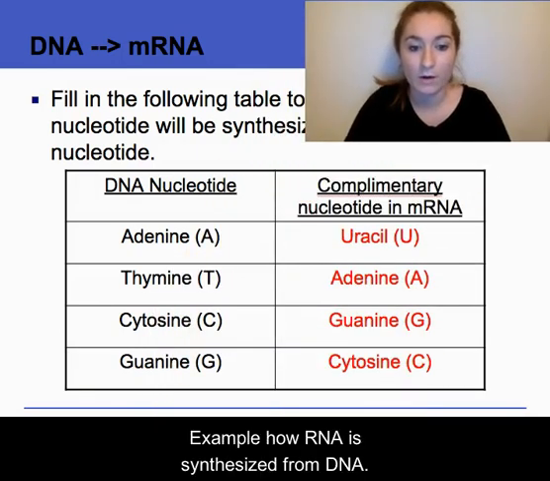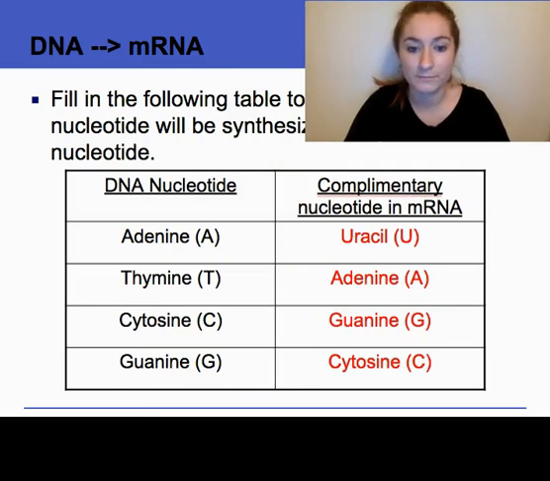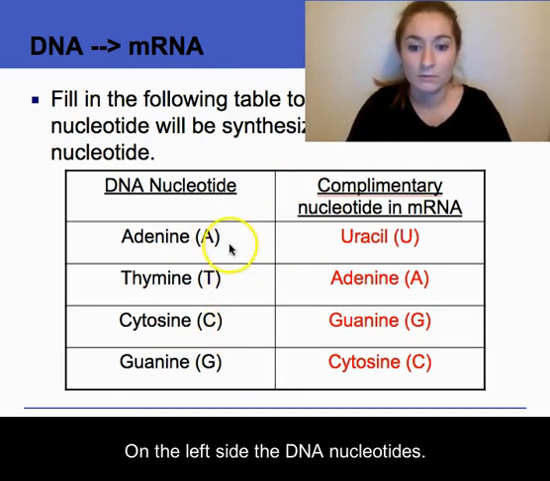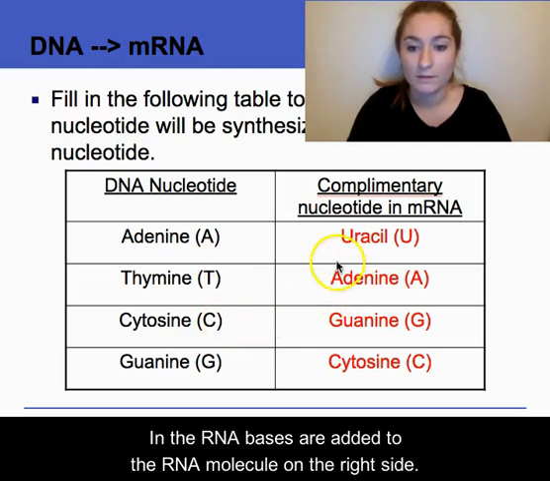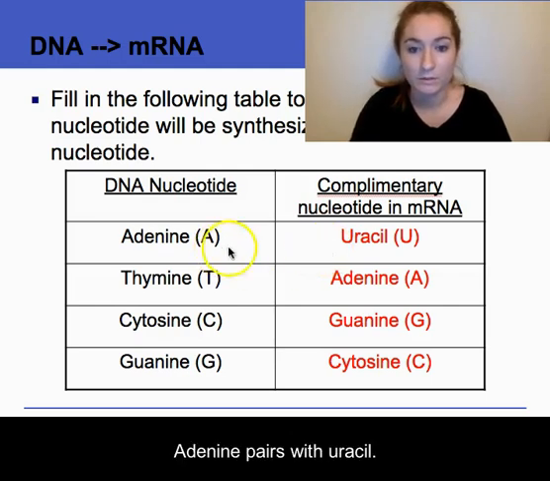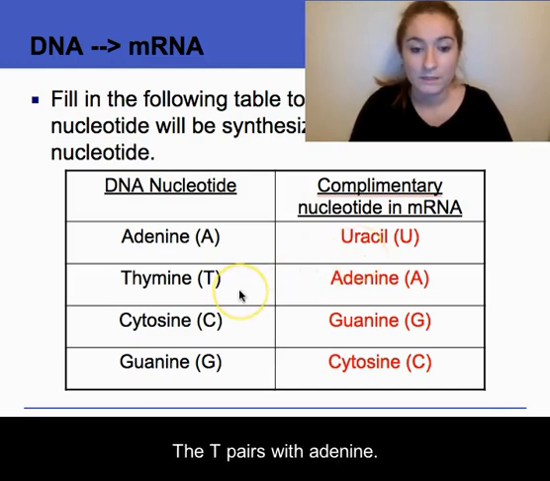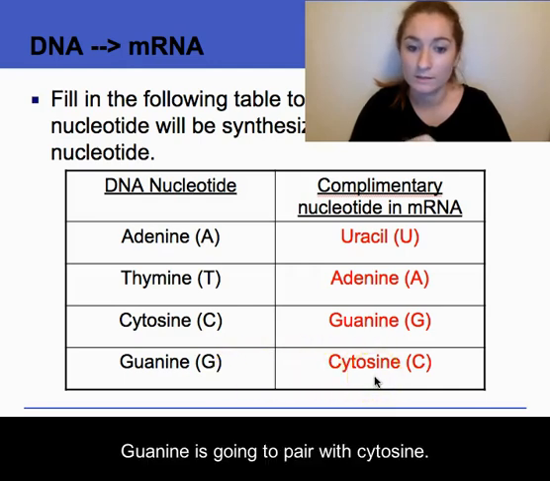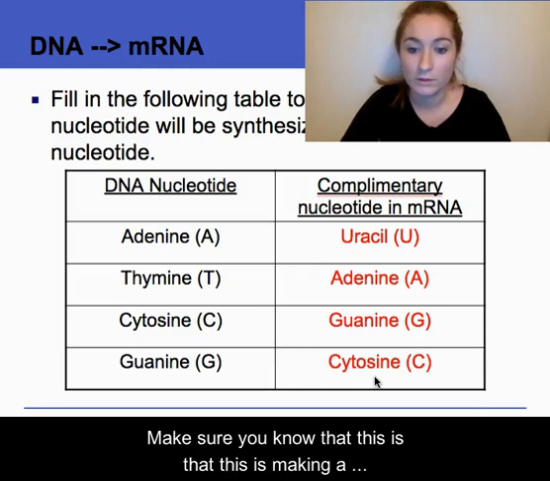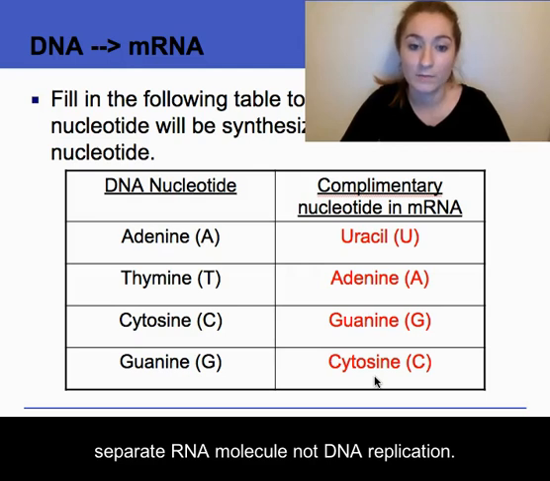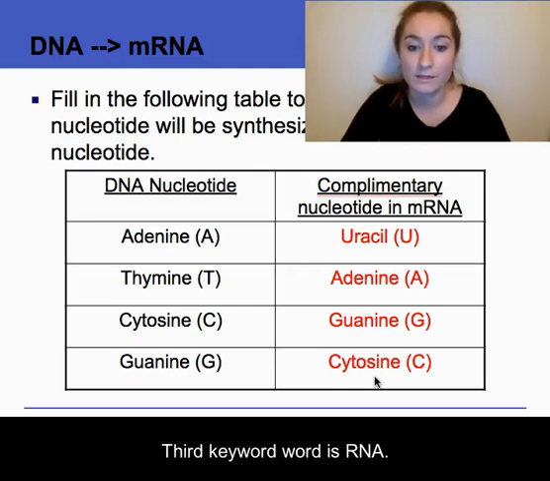Here is an example of how RNA is synthesized from DNA. On the left side, the DNA nucleotides are shown, and the RNA bases are added to the RNA molecule on the right side. Adenine pairs with uracil. Remember, it is not DNA, it is RNA. The T pairs with adenine. Cytosine pairs with guanine. And guanine is going to pair with cytosine. Be sure to note that this is making a separate RNA molecule, not DNA replication. Your third keyword is RNA.